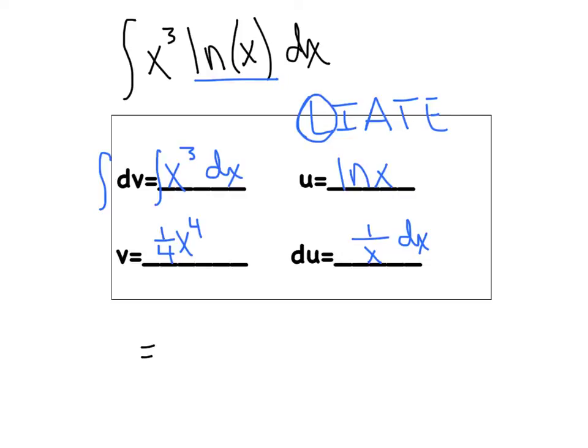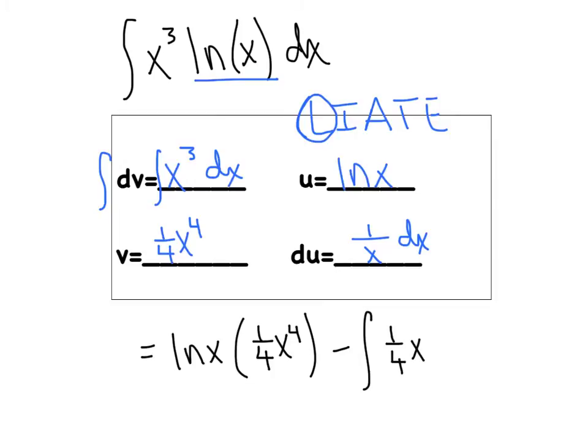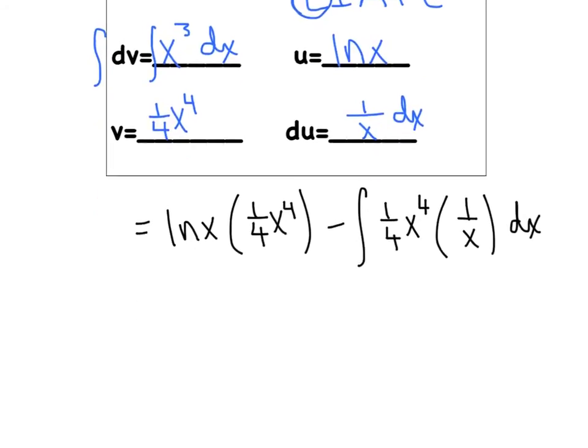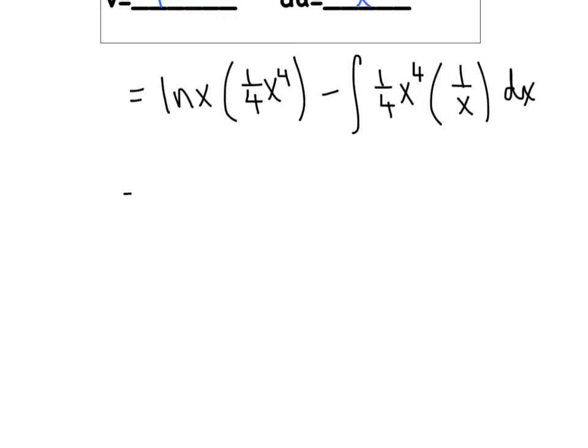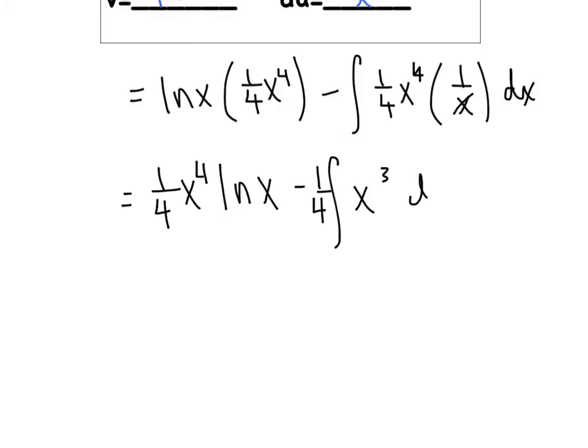Now the formula says I need uv, which in this case is going to be the natural log of x times 1/4 x to the 4th minus the integral of v times du. So that's going to be 1 over x dx. And we just got a little bit of cleaning up to do. I'm in no big hurry here, so we're going to put these in a more common order. We'll put the polynomial in front of the log minus the integral. Put the 1/4 out in front, and I'm going to cancel an x and get x cubed. Alright, we're now ready to integrate the much simpler integral.